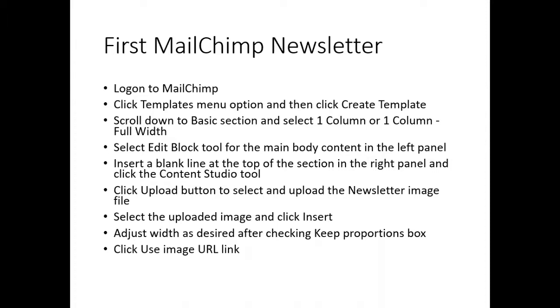When you click on the Content Studio tool, this will actually take you to the files that you've currently uploaded inside of MailChimp. So if this is your first time doing this, you won't have any files yet. First thing you'll do is you'll click on the Upload button located on the top right, and you'll follow like you would any other process inside of your system. You'll go to the location where the file is, and you'll select the newsletter image file that you want to use for this particular template. Select the uploaded image, and then you click Insert.